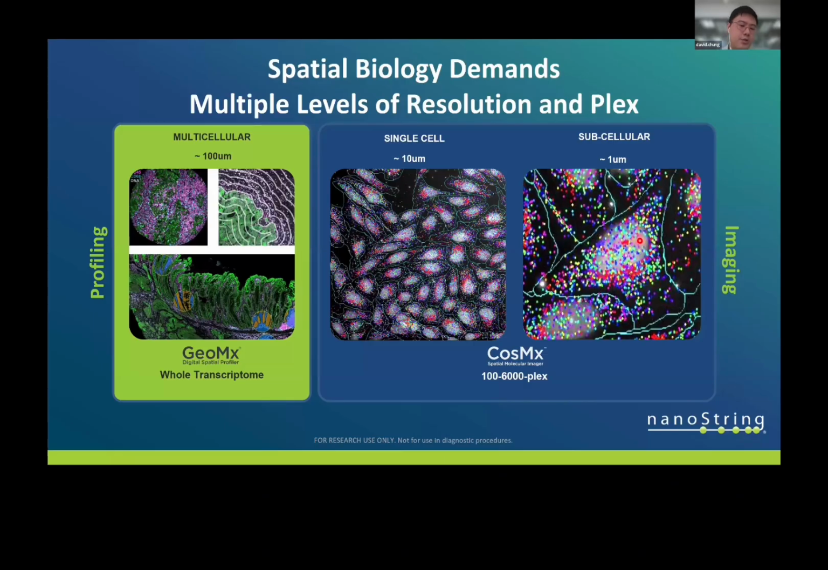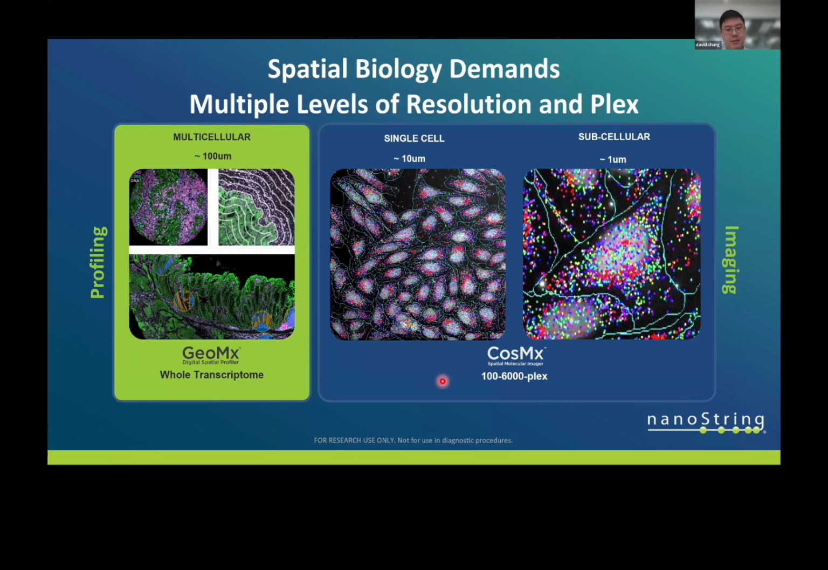So for these two instruments, the GeoMx digital spatial profiler that came out in 2019 is focused more on the multicellular level. Basically, you can pick specific regions on your tissue, and then you can get a more in-depth genetic expression or proteomic expression, higher multiplex information instead of just the very small plex, 4 to 5 plex using the IHC method.